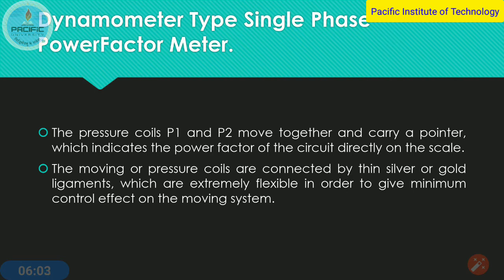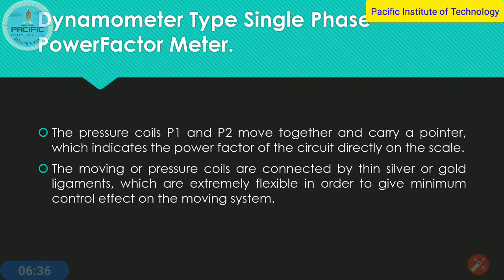Now the pressure coils P1 and P2 move together, and a carrier pointer indicates the power factor of the circuit directly on the scale, as we already saw in the diagram. The moving or pressure coils are connected by a thin silver or gold ligament, which is extremely flexible in order to give a minimum control effect on the moving system, right?